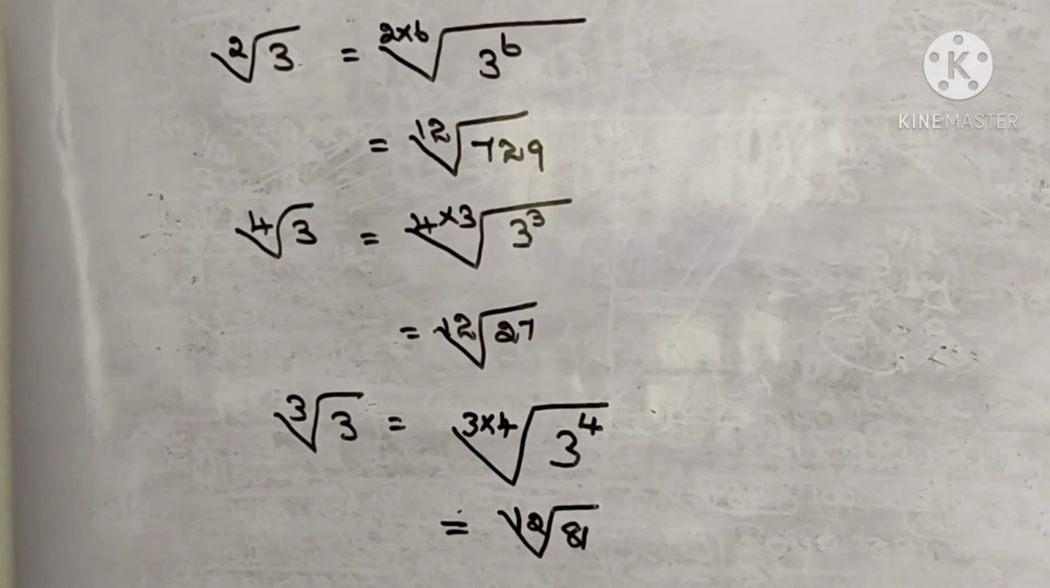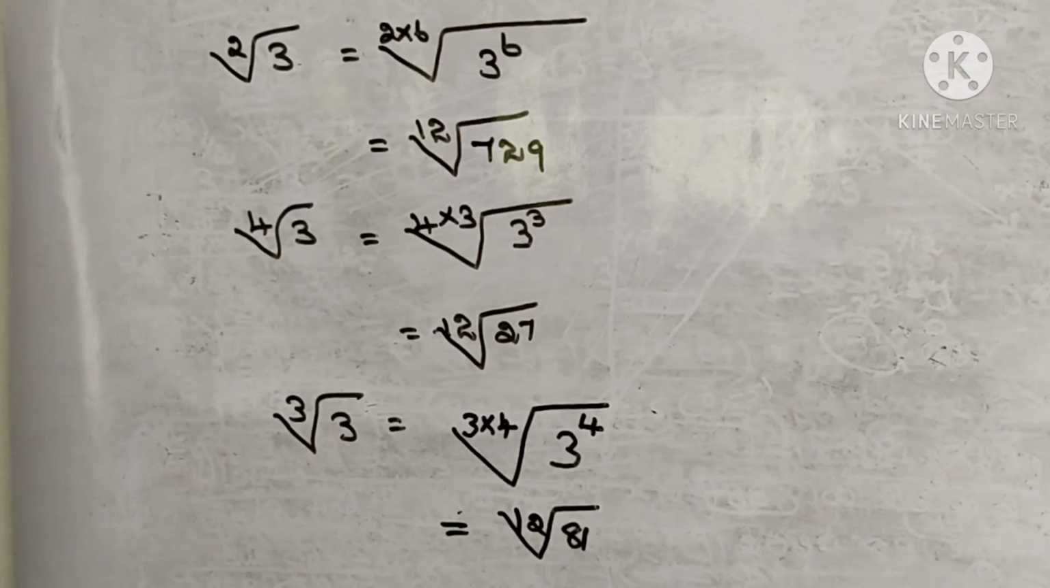Now we check all the terms. All the numbers are of the same order. So these are surds of the same order.